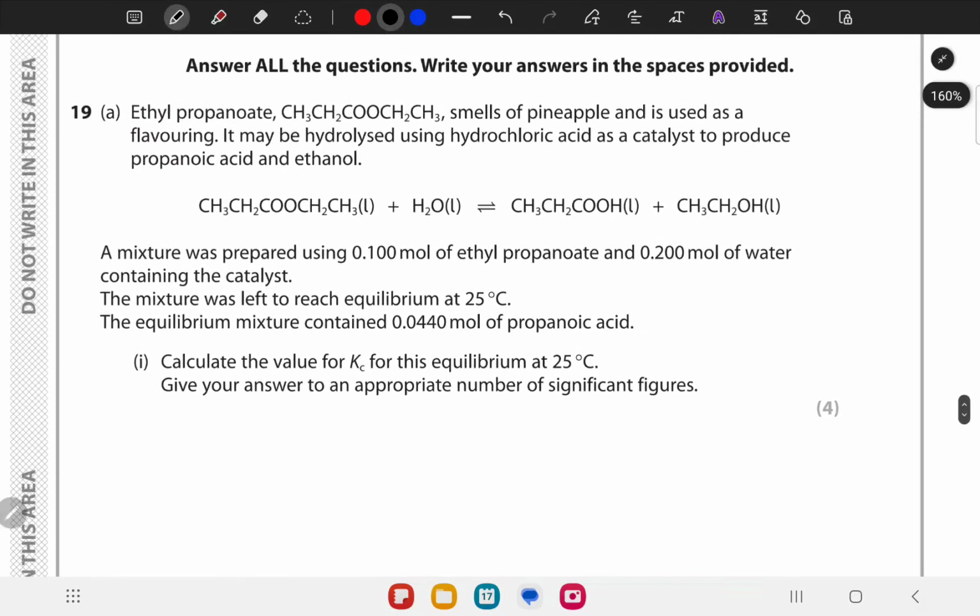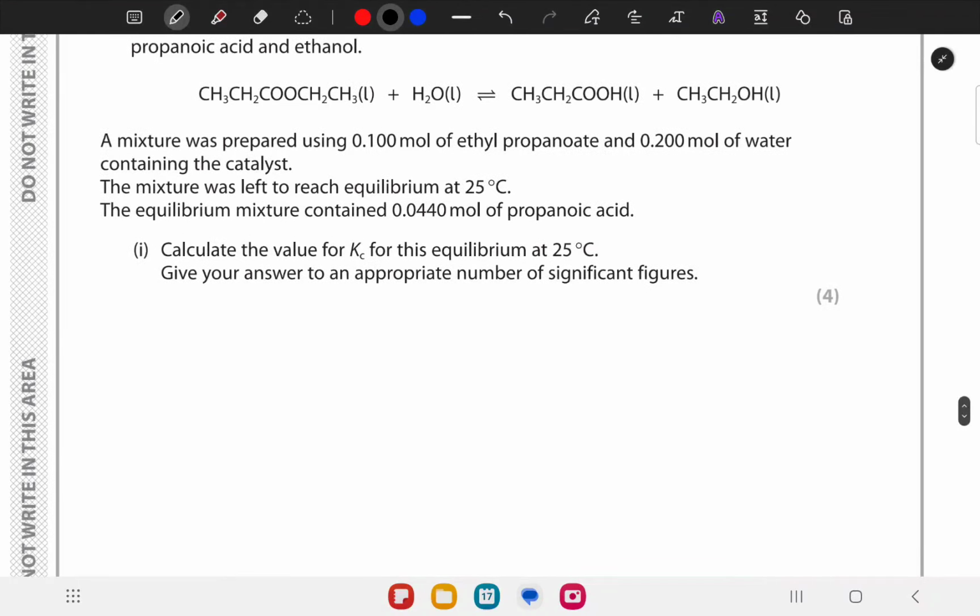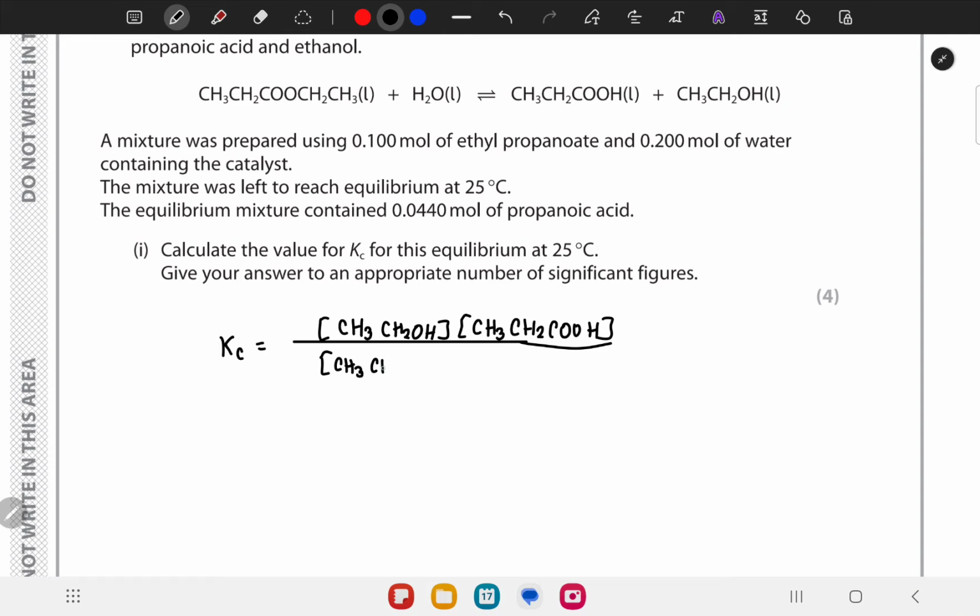Now moving on to section C, question 19. We have to find the value of Kc over here. In this case, Kc will be the concentration of CH3CH2OH times the concentration of CH3CH2COOH divided by the concentration of CH3CH2COOCH2CH3.